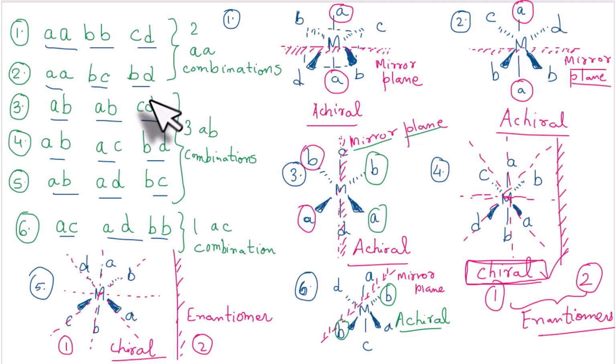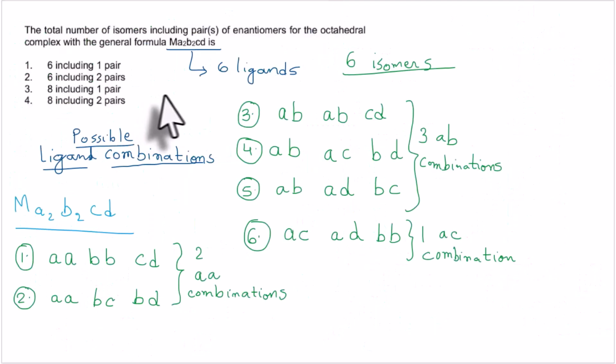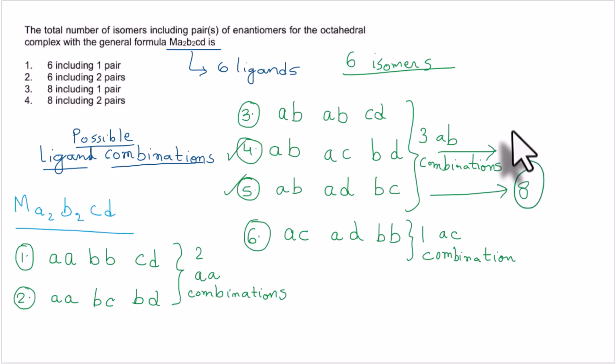Okay, now what was our original question? So we analyzed all the ligand combinations possible. Then we found out that the fourth and fifth will give rise to enantiomers. And the question was the total number of isomers, including pairs of enantiomers. So we have to include the enantiomers as well. So we have 6 isomers, and 2 out of which give enantiomers. So fourth and fifth give 1 enantiomer each, so 7 and 8.